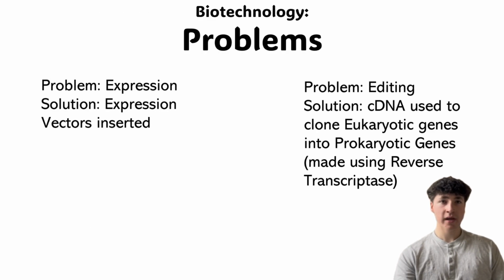During cloning, scientists can encounter some problems, one of which is expression. To counter this, expression vectors, which carry a promoter to express the gene, are inserted. Another problem is editing. In order to fix this, cDNA is used to clone eukaryotic genes into prokaryotes. It is a version of the gene with no introns, as prokaryotes can't get rid of them. It is created using reverse transcriptase. It's used to produce proteins in a cell that are not naturally developed by the cell on its own.